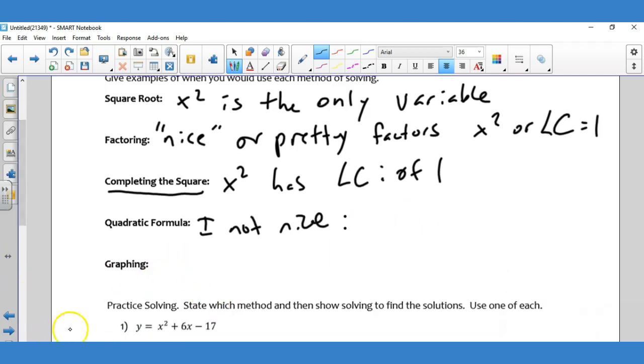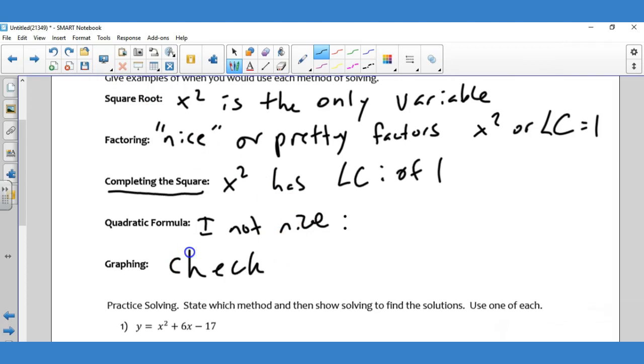And graphing, guys, you can just use graphing to check oneself. Oh, misspelled that. Use to check oneself.